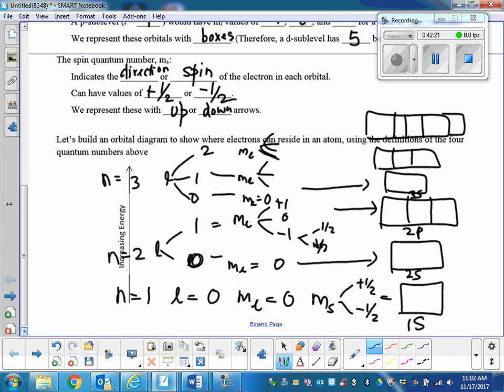Okay. Yes, Ryan. So how do you determine the value of MS? MS is just plus half or minus half. Oh, it's just for every orbital, it's plus half or minus half, which denotes the 2 electrons, which is a positive spin or a negative spin. Yes.